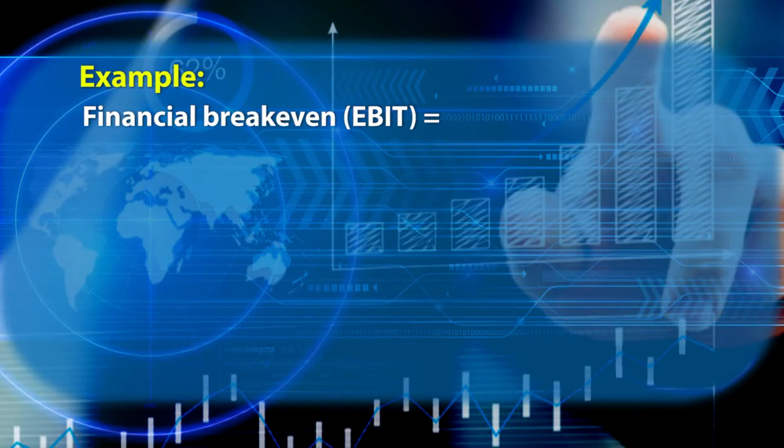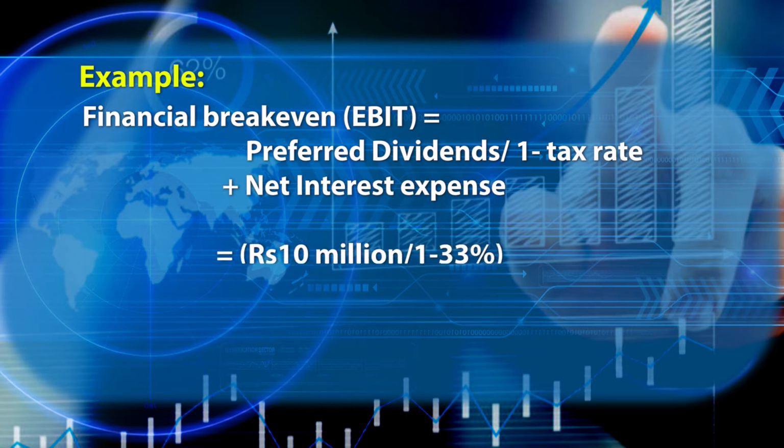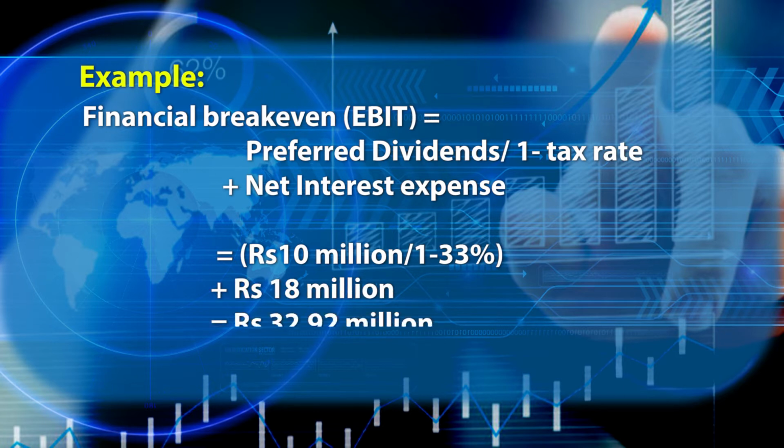Now that we have all the metrics to calculate the financial break-even point, let's see the final calculation. Financial break-even point is equal to preferred dividends upon 1 minus tax rate plus net interest expenses, which is equal to rupees 10 million to be divided by 1 minus 33% plus rupees 18 million, which will give you rupees 32.92 million. Let's consider another example to make things clearer.